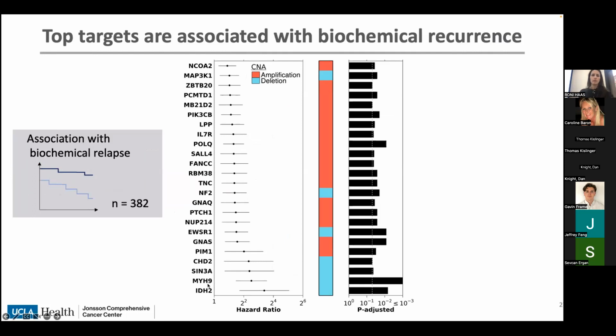Then we also wanted to test if these genes are associated with biochemical recurrence. And indeed, some of the top targets in our list were associated. All of these are significant. We tested here the CNA, copy number aberration, so that can be amplification or deletion. And you can notice that the hazard ratios are larger than 1 in all cases. So that means that the risk to develop BCR is increased if there is a mutation in these top targets that we identified. So some of the target genes are prognostic.